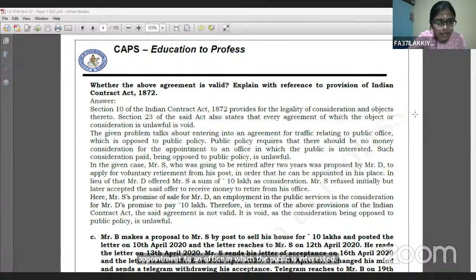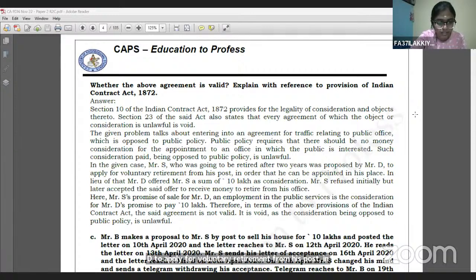In the given case, Mr. S, who is going to be retired after 2 years, was proposed by Mr. D to apply for voluntary retirement from his post in order that he can be appointed in his place. In lieu of that, Mr. D offered Mr. S a sum of rupees 10 lakhs as consideration.